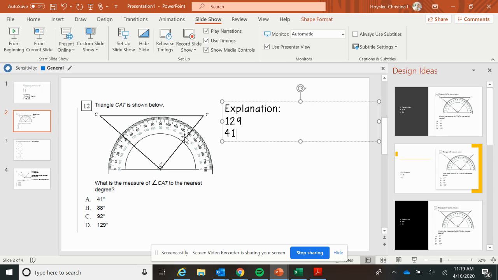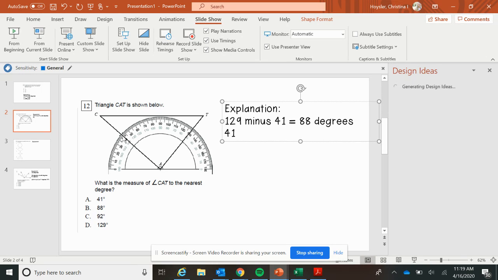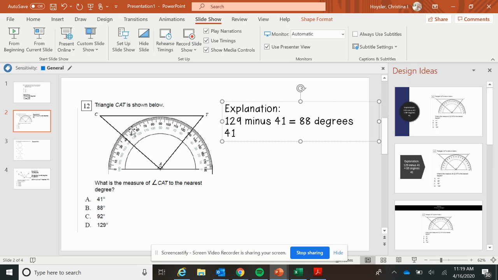So one way I can solve this is to go ahead and say 129 minus 41. Once you do that, you should get the degree measurement of 88 degrees. So that would give us our answer. Another way you could do that is to start at 41 and start counting up till you get to 129. You would have 9, then you could count by tens all the way till you get to 88 degrees.